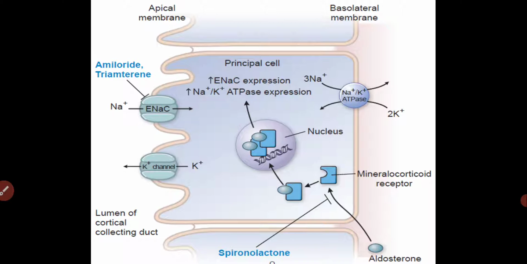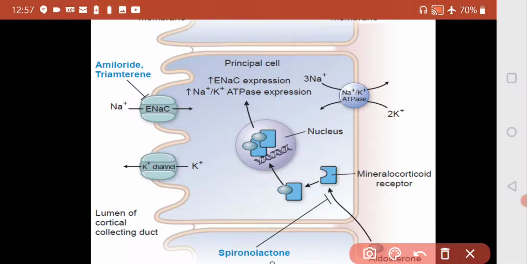Here there is a cortical collecting duct. This side is the lumen of the cortical collecting duct. This is the apical membrane. This is the basolateral membrane. We already know about this.